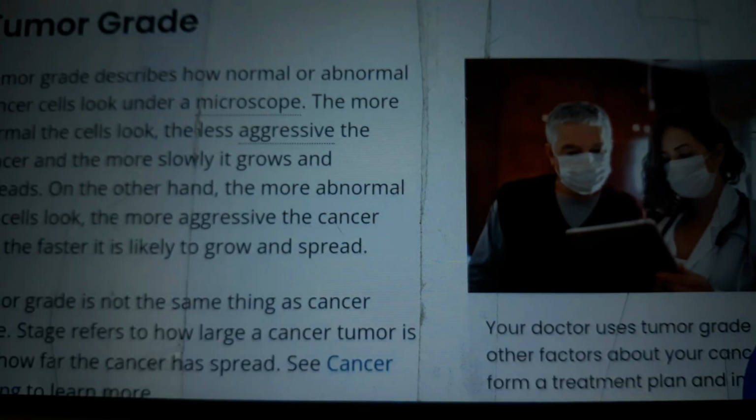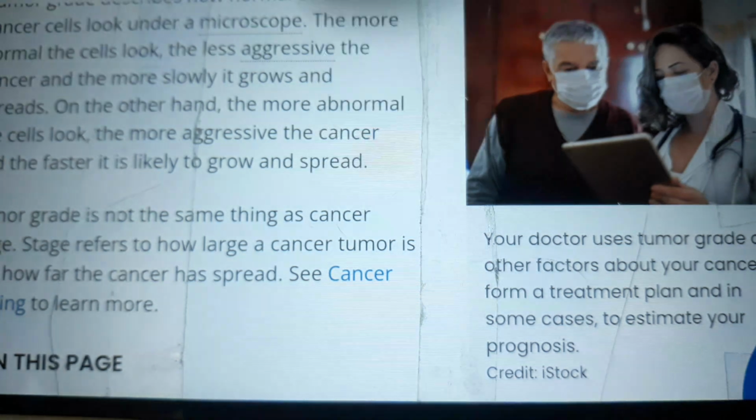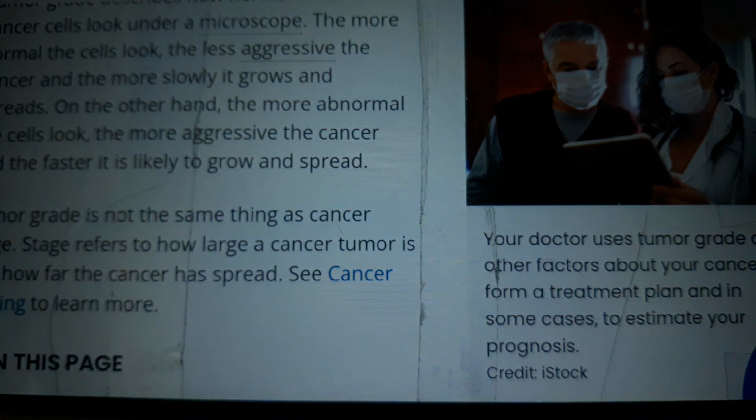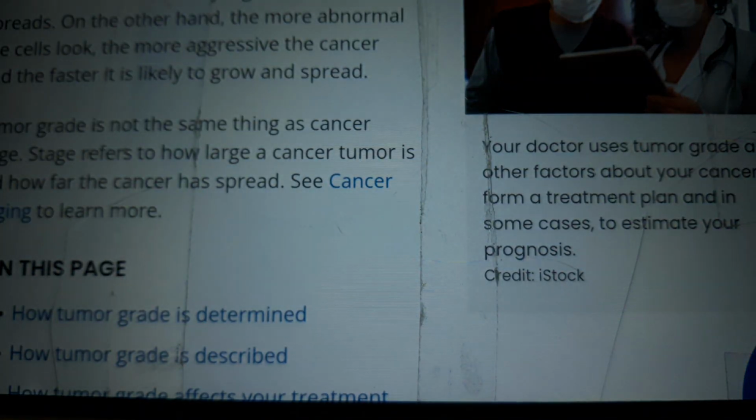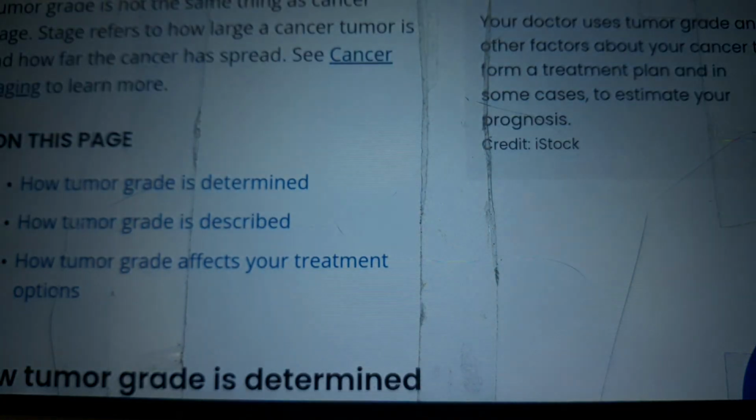Tumor grade describes how normal or abnormal cancers look under a microscope. The more normal the cells look, the less aggressive the cancer and the more slowly it grows and spreads. On the other hand, the more abnormal the cells look, the more aggressive the cancer and the faster it is likely to grow and spread. Tumor grade is not the same thing as cancer stage.